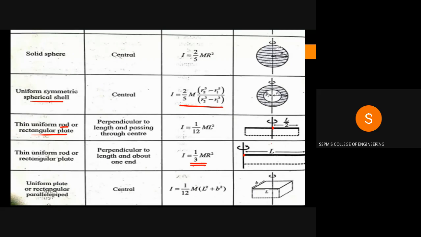This moment of inertia you can find out by using the parallel axis theorem. For that, you should know this moment of inertia, which is ml square by 12, and the distance between the two parallel axes, which right now is L by 2. So by using the parallel axis theorem, you will finally get this equation, ml square by 3. And for the uniform plate or the rectangular parallelepiped, the central moment of inertia is 1 by 12 m (L square plus b square). So this is the length and this is the breadth.